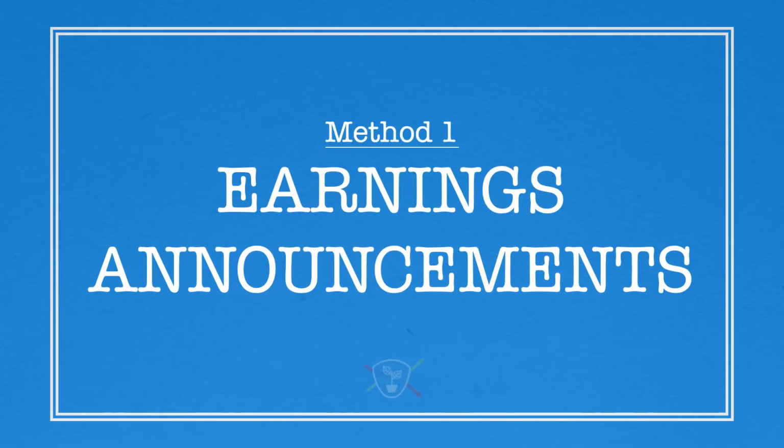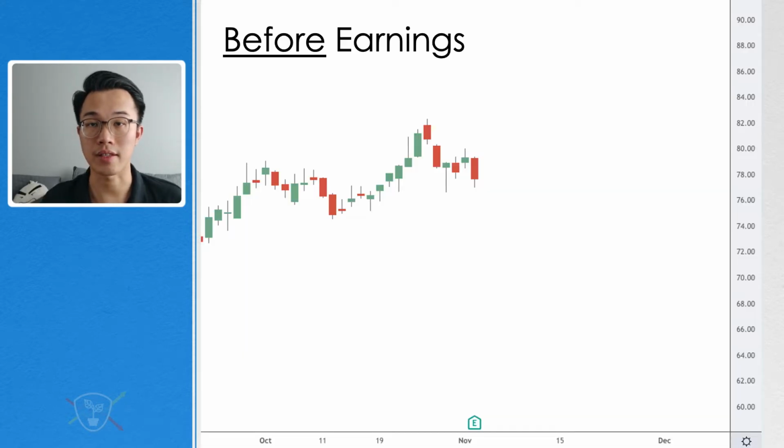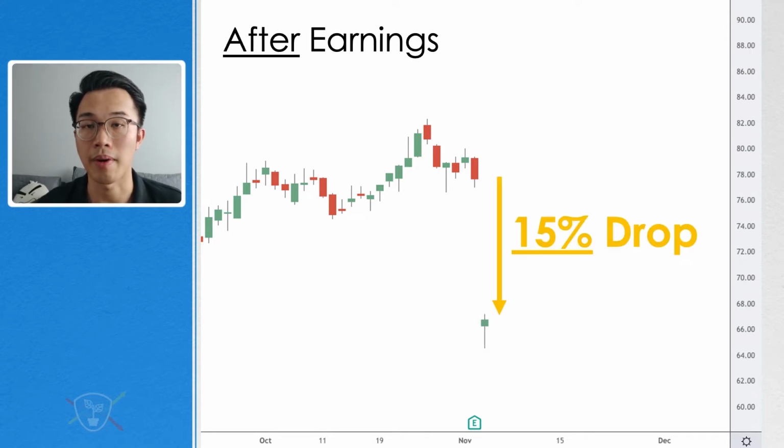The first method is to make use of the earnings announcements. Now, we've mentioned that volatility increases when there is market uncertainty, and there is plenty of uncertainty around earnings announcements. This is a very recent example. We can see the share price of this stock fell by 15% after its earnings announcement. The thing about earnings is that nobody can accurately predict what the prices are going to do, how the prices are going to react to the earnings announcement.